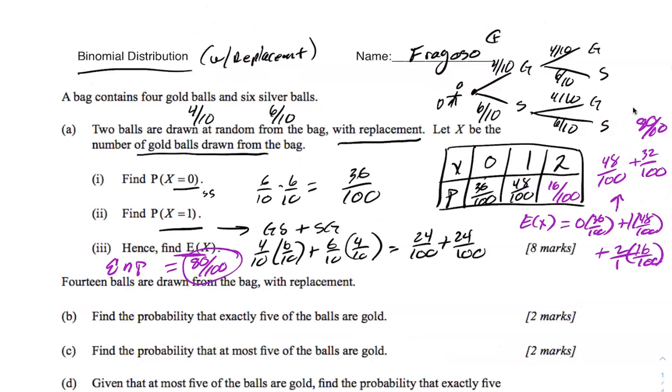Again, all that means is when we draw 2 balls from the bag at random, we expect on average to get less than 1 ball, less than 1 gold ball to be specific. So there's that. Now we go to part B.